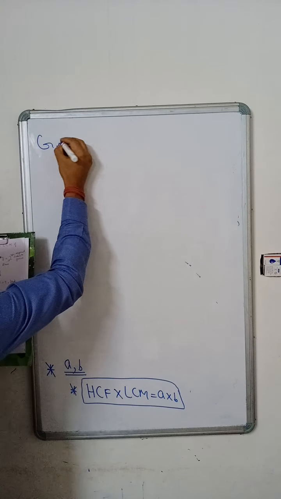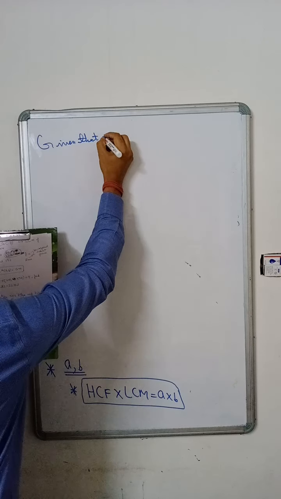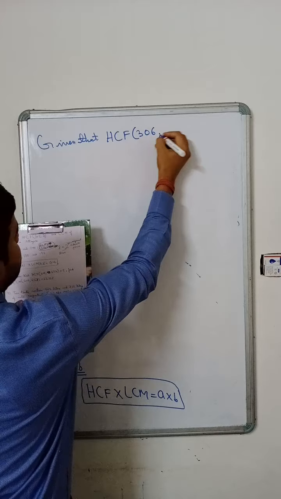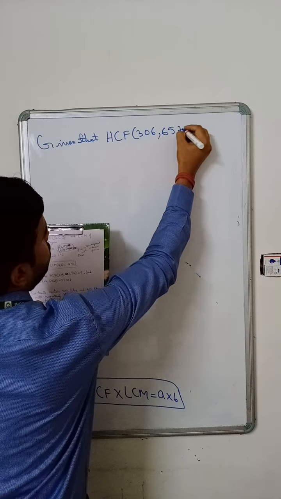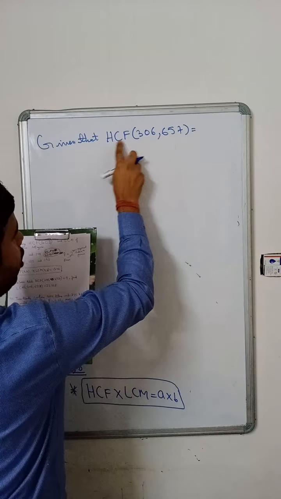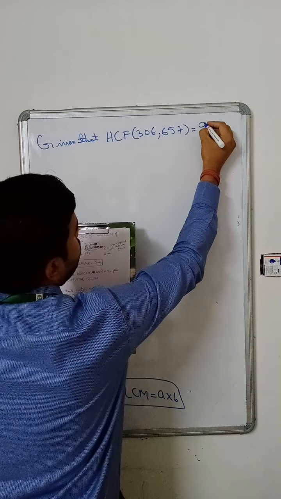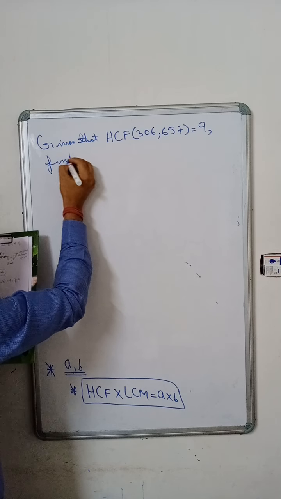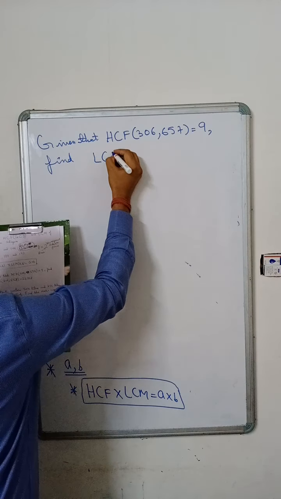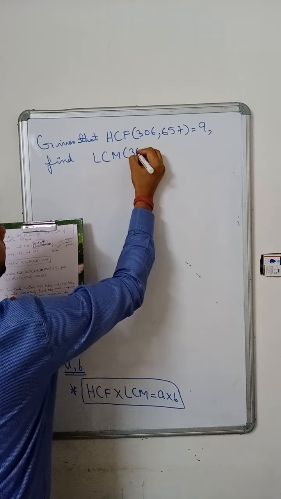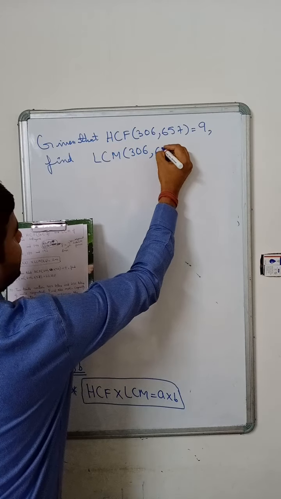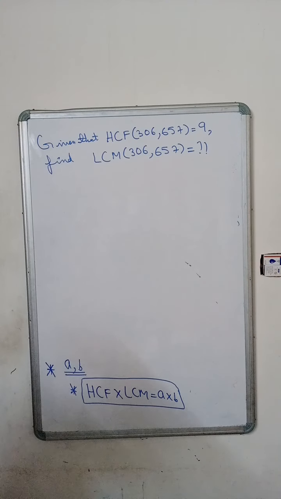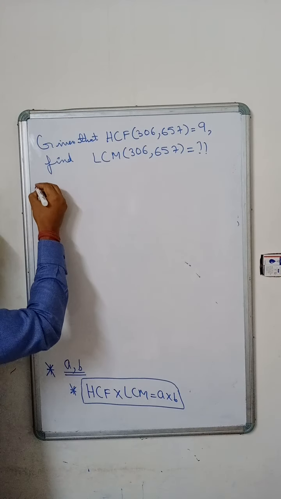given that HCF of two numbers, if in the bracket you write down 306, 657, what do you mean by this? It means that the HCF of these two numbers is given to you, which is 9. And the question is, find LCM of these two numbers, that is 306 and 657. This is the question.